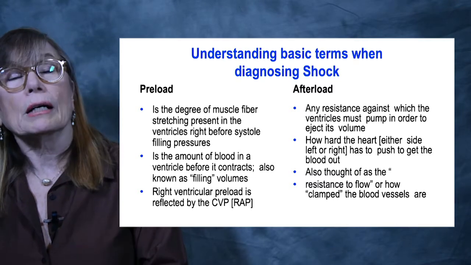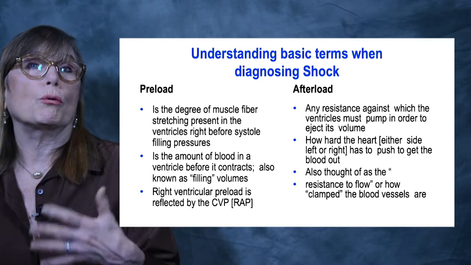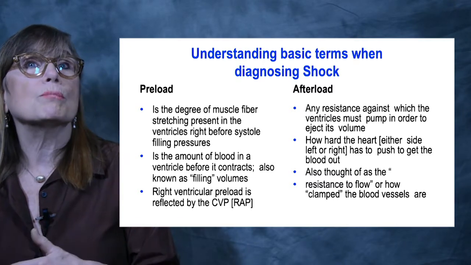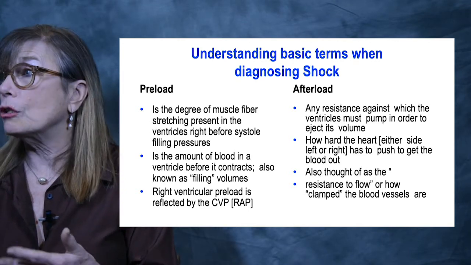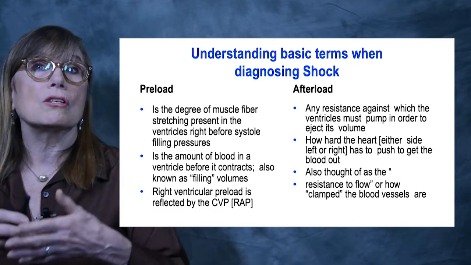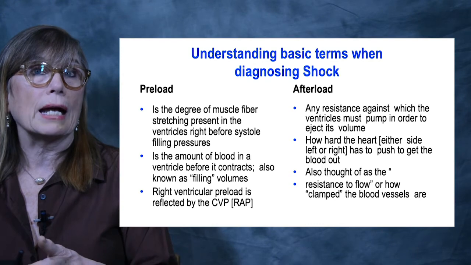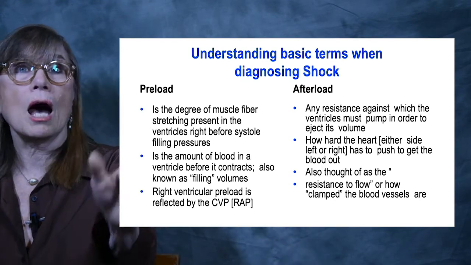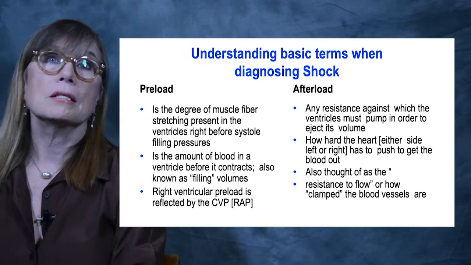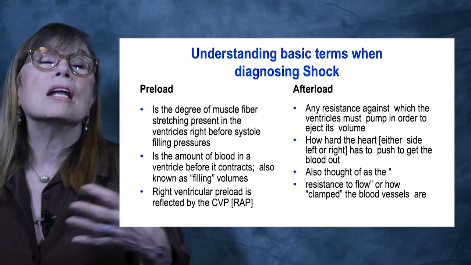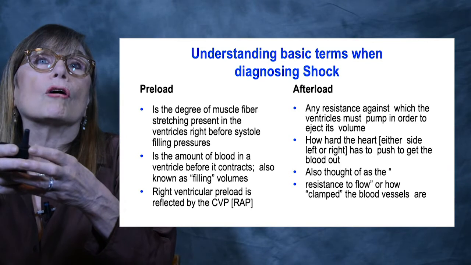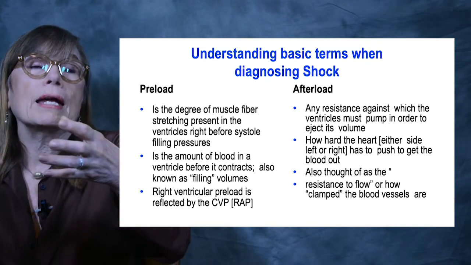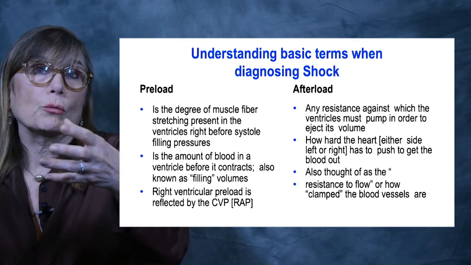Now we can't look at volume load, so we use preload pressure, and what's most common for us in the ICU today is to utilize central venous pressure or right atrial pressure, not as a volume indicator, but as an indicator of the compliance of the right ventricle and right atria as those chambers are filled with volume.